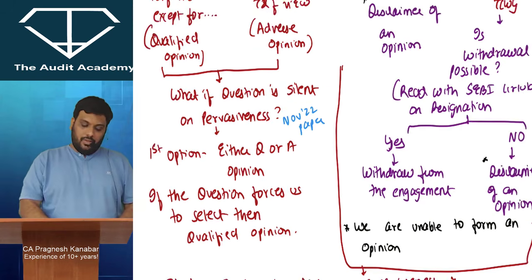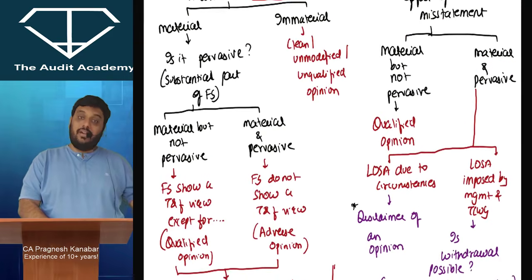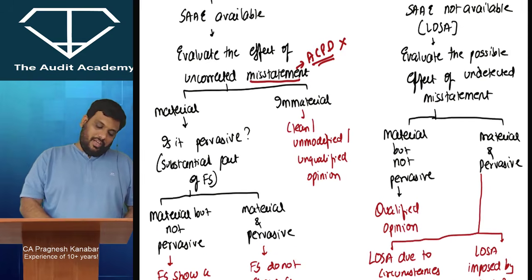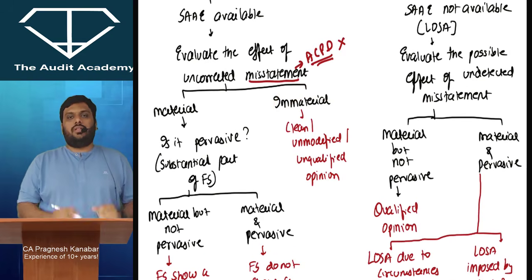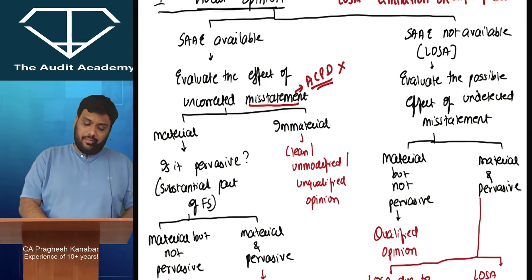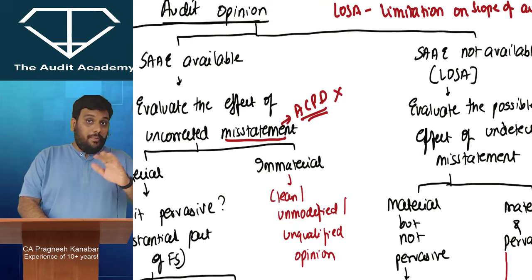Alright. So this is how you are going to understand things over here. I hope I am very clear. If the effect of uncorrected misstatement is immaterial, then obviously you are going to go with a clean opinion. So I hope that this is very clear. Now please be more focused, because we are going to get into some sensitive discussions.